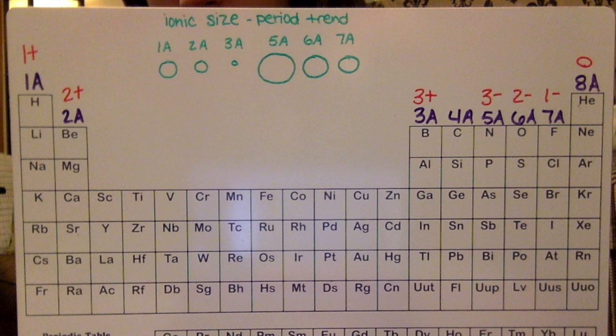Remember, there are a few things going on when you lose and when you gain. All of your positive ions are always going to be smaller than the negative ones in the same period. So you can draw that summary chart that we did together in class.